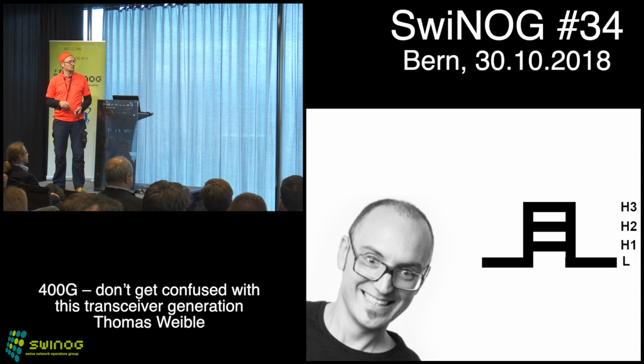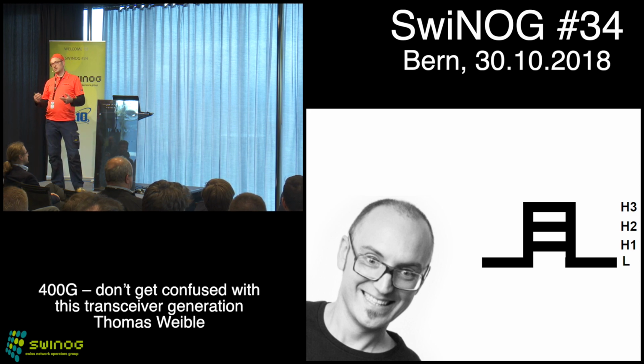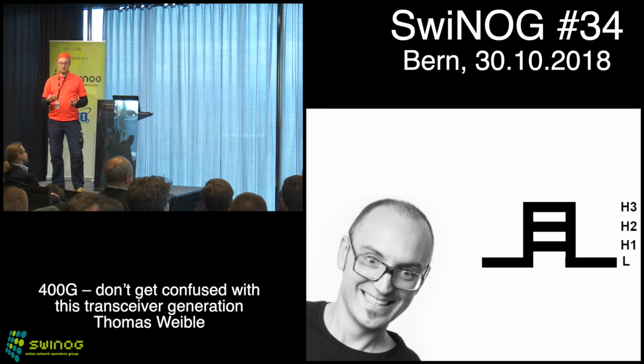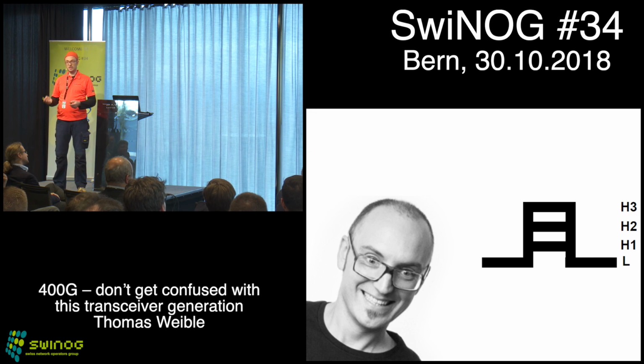So we got low, high 1, high 2, and high 3. And the great thing is, we can now represent 2 bits with a single pulse instead of 1 bit. With that, we basically doubled the amount of data we can transmit on the same frequency. And that's one key component for 400 gigabit. The other one I will show later on, that we get actually to 400 gigabit.